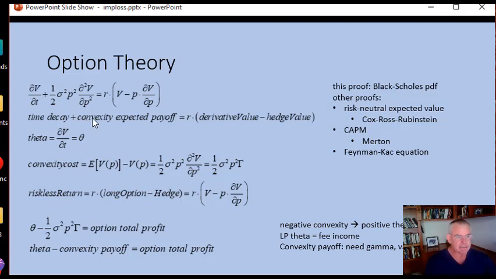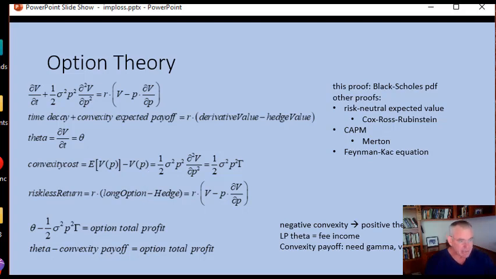Now, the convexity expected payoff comes out of the fact that when you have a convex function, the expected value of that is going to be greater than the initial value. And so, that's this here. Convexity cost is for an option with positive convexity, like you're long an option, well, the expected value of that is greater than the value at the current price. And with negative convexity, like what Eve has, the LP, it's going to be negative.